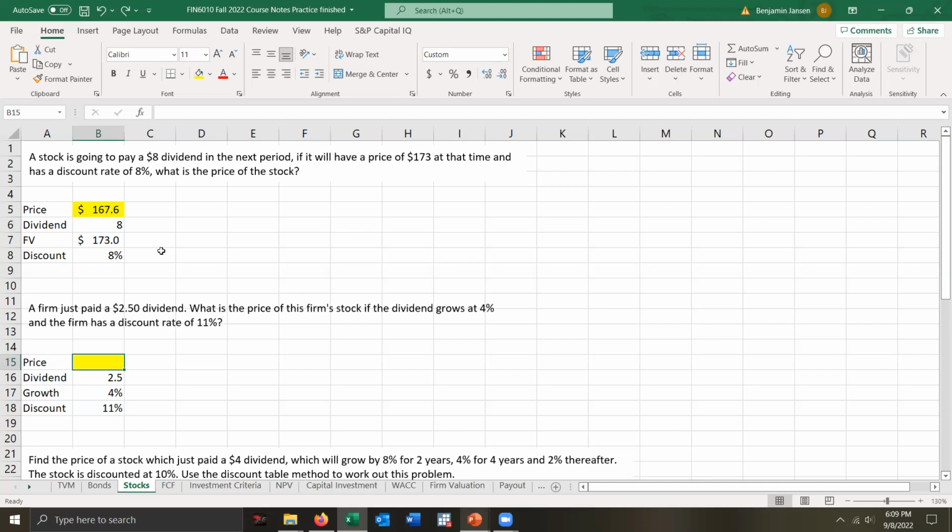A firm just paid a $2.50 dividend. What's the price of this stock going to be if the dividend grows at 4% per year and the company has an 11% discount rate? All right, so we just saw a reference to an example very similar to this when we were looking at time value of money. So can you all walk me through the steps now for getting the price?